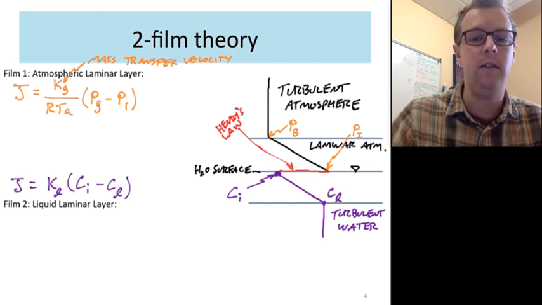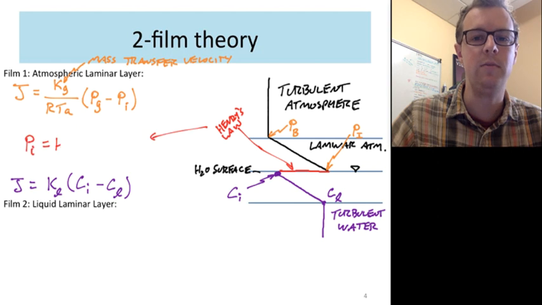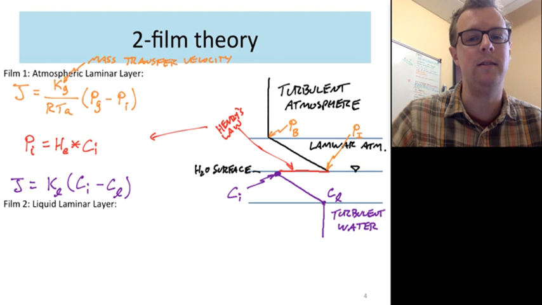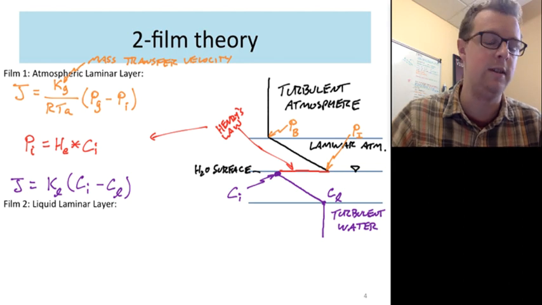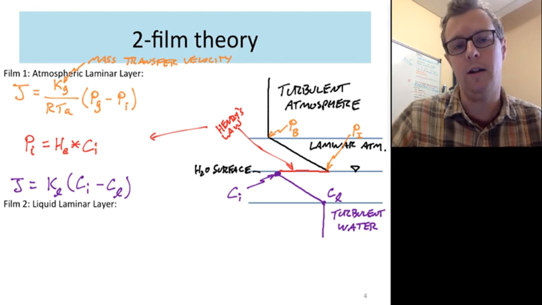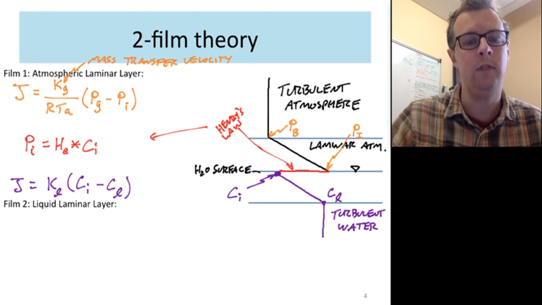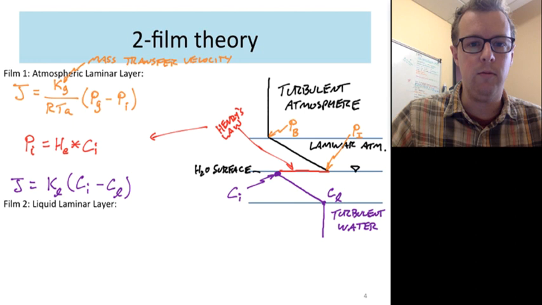Very similar in the laminar layer at the top of the water column, we've got a mass transfer velocity K_L, and we've got that difference in concentrations that's driving a flux. In between those two, you'll remember from our past discussion, Henry's law is basically our converter from partial pressures in the gaseous phase to concentrations in the dissolved phase in liquids.